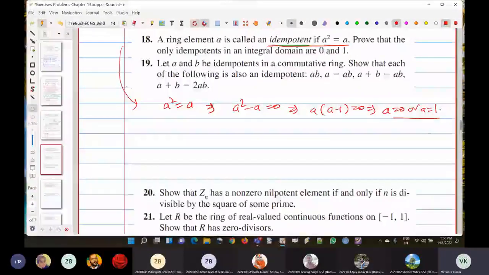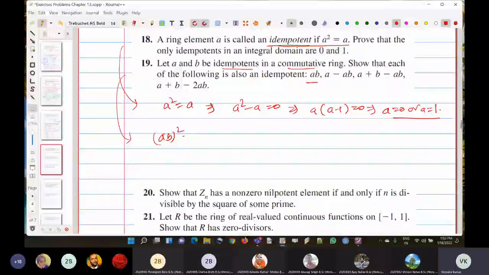And then the next question, question number 19. Let a and b be idempotents in a commutative ring, so that each of the following is an idempotent. I will show one, and the rest you can do if you want. So I need to show that they are idempotent.